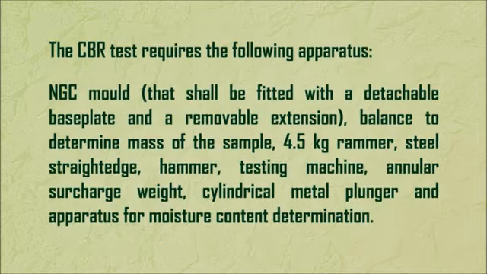The CBR test requires the following apparatus. CBR mold, that shall be fitted with a detachable base plate and a removable extension. Balance to determine mass of the sample. 4.5 kg rammer. Steel straightedge. Hammer. Testing machine. Annular surcharge weight. Cylindrical metal plunger. And apparatus for moisture content determination.